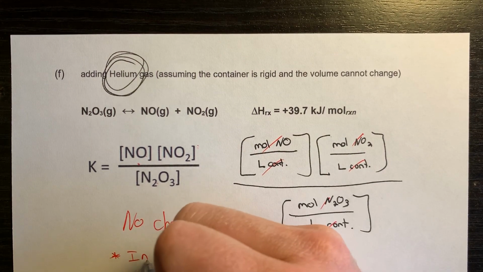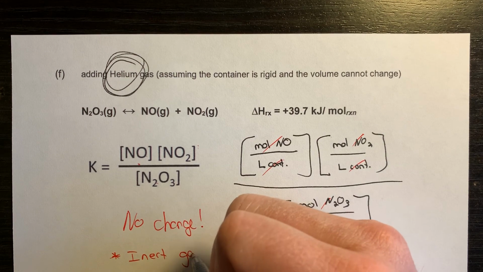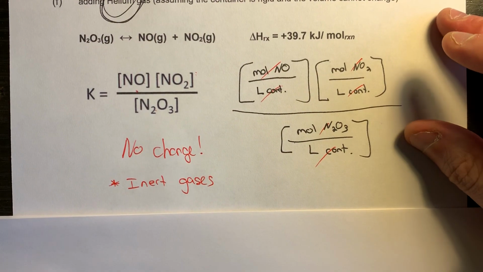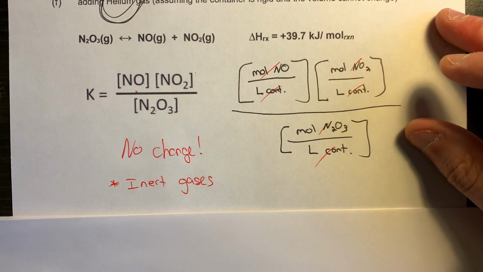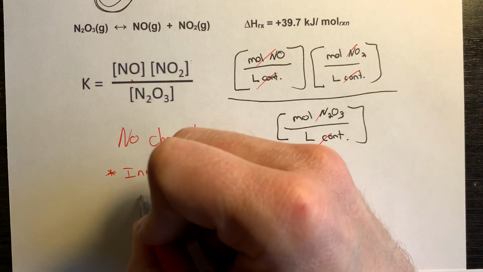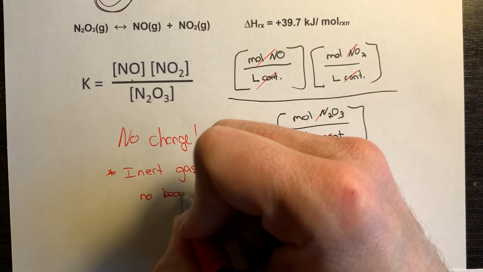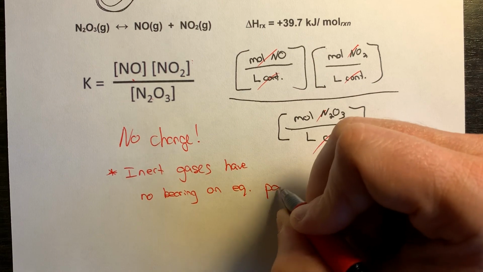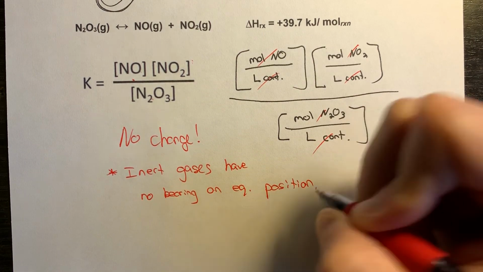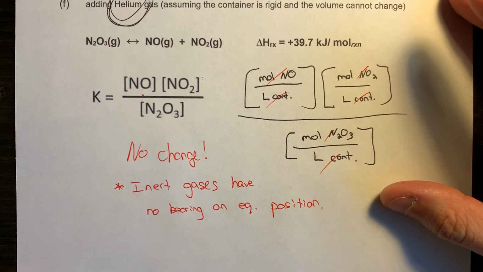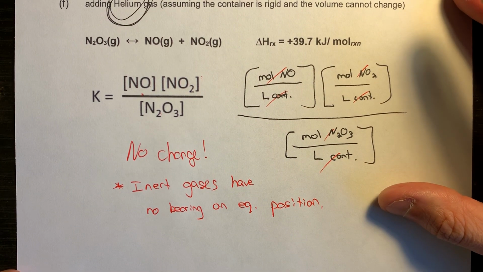And just as a summary statement there, we're going to say inert gases, so gases that don't react with the system at all, like they don't actually engage with the reactants or the products. Inert gases have no bearing on the equilibrium position, right? The idea is that by adding some helium to this container, we are not going to have a tendency to shift left or right.